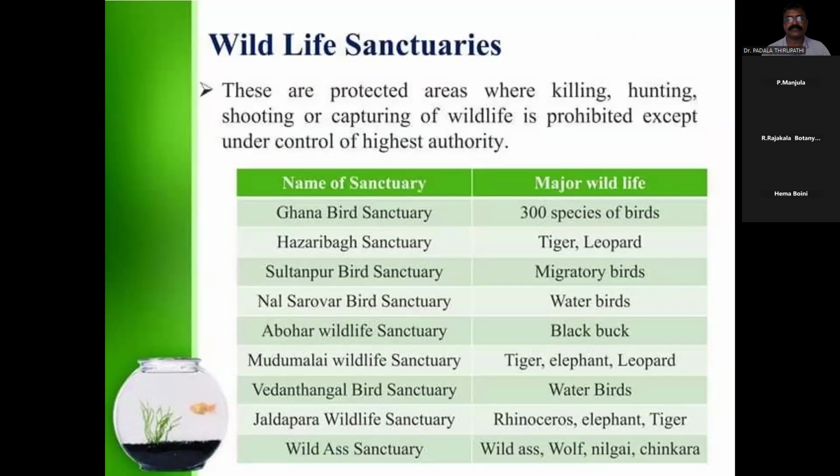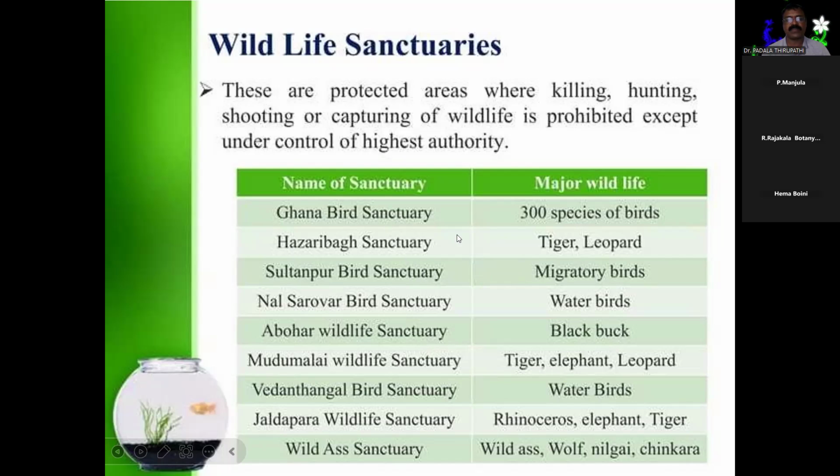So next one is the wildlife sanctuary. These are protected areas where killing, hunting, shooting, or capturing of wildlife is prohibited, except under control of the highest authority. Here they are protected from killing. These are some of the wildlife sanctuaries and their major wildlife.